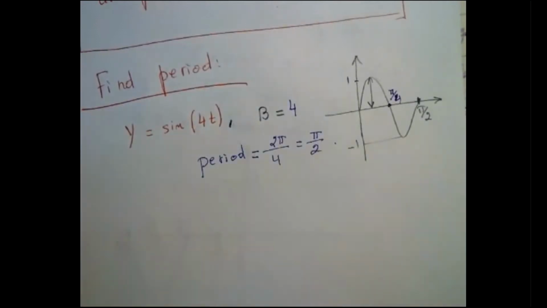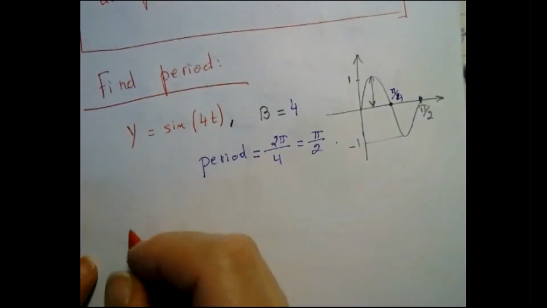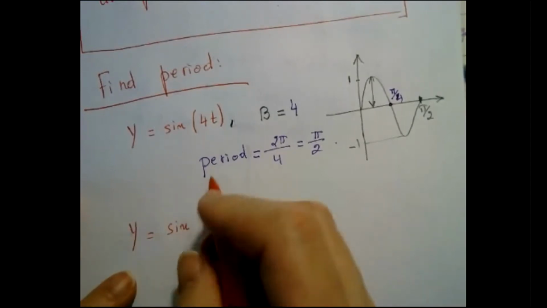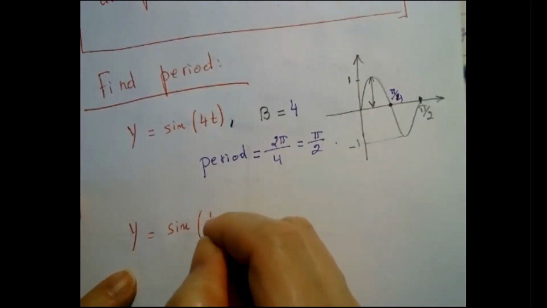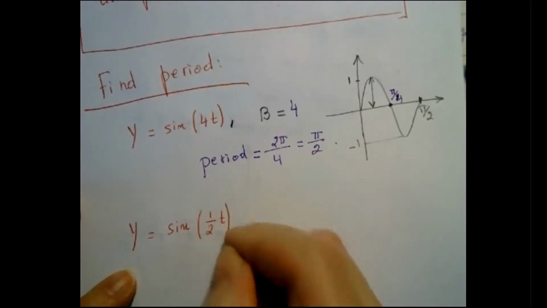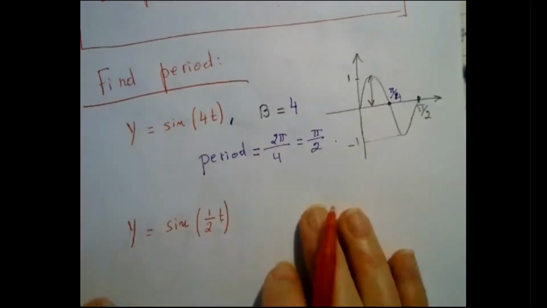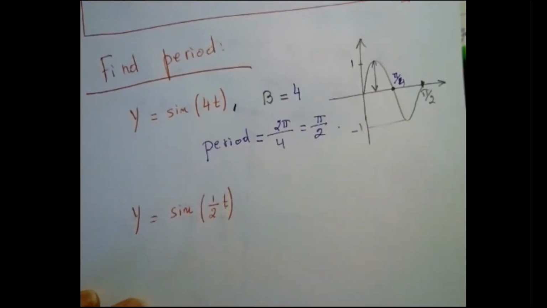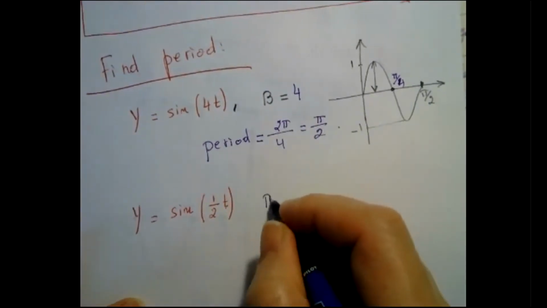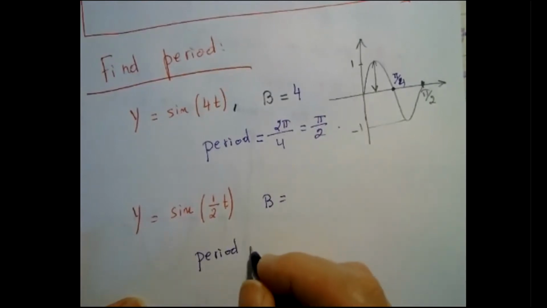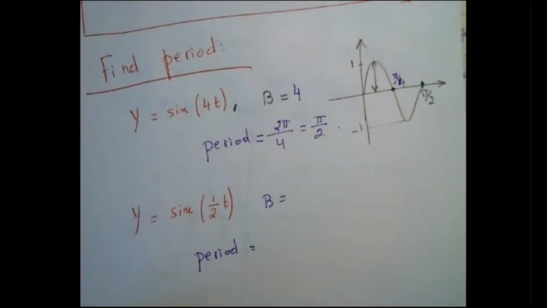Okay. So now I'm changing the period. Now suppose I give you y equals sine of 1/2 t. Multiplying the inside by a half, how will this affect the period? So you identify your b, and then you give me the period, and then we sketch to know what this means.